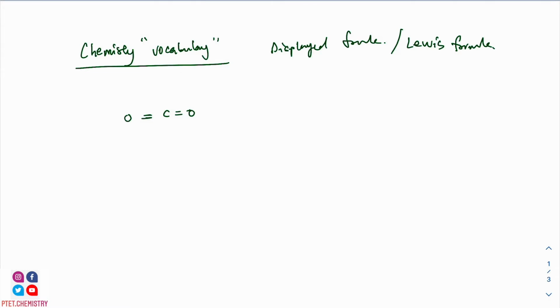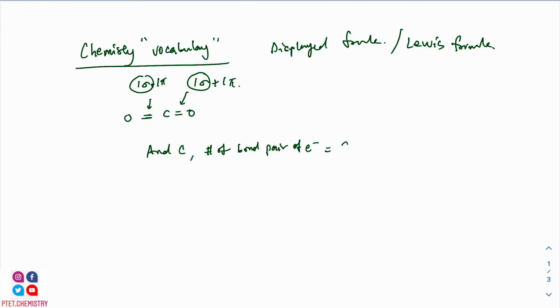Okay, so when we count bond pair, this is what we do. We look at the central atom. Around the carbon, what do you have? You have 1 sigma plus 1 pi. You have 1 sigma plus 1 pi. We just want the sigma for our bond pair. So the number of bond pair, or bonding pair of electrons as you would call it, I might just call it bond pair from now onwards, is just 2.